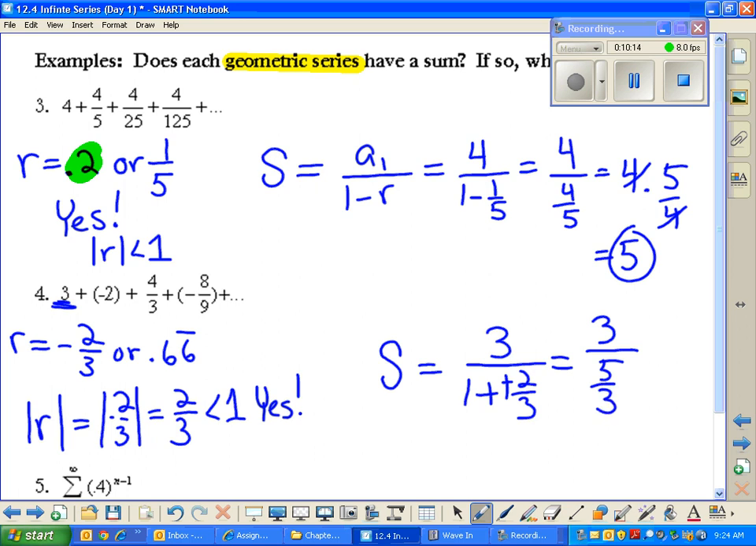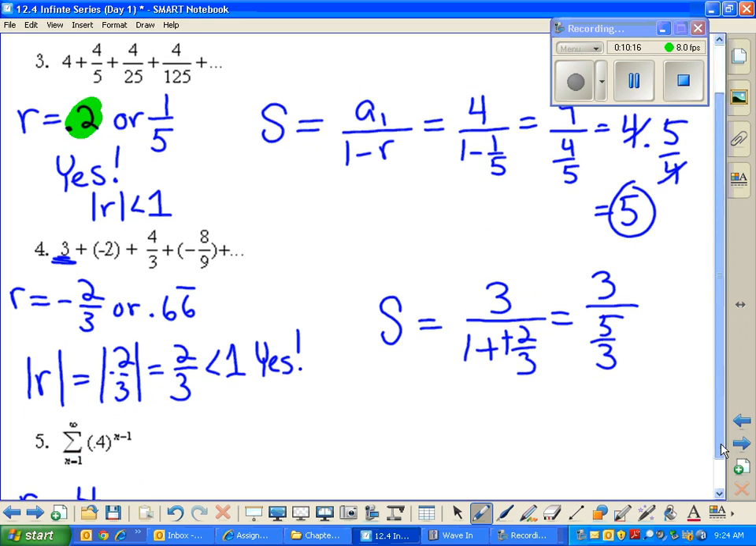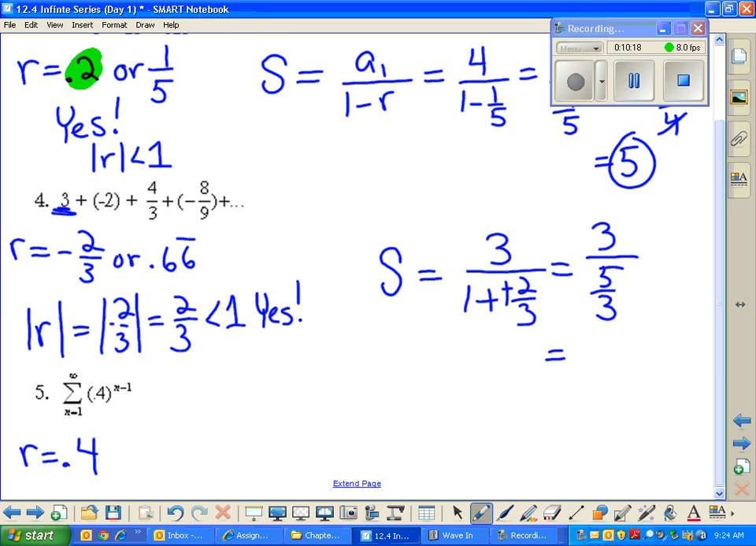And whenever we divide by fractions, you might recall that we actually multiply by the reciprocal of your divisor. So we get 9/5, or that would be 1.8 if you were a decimal fan.